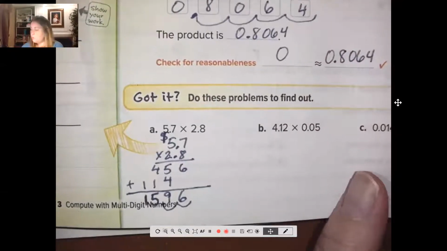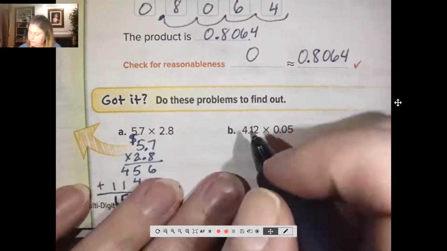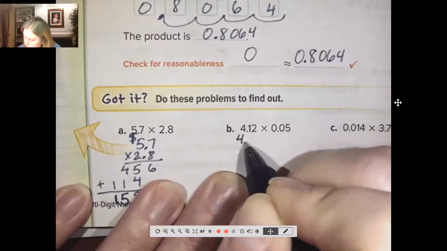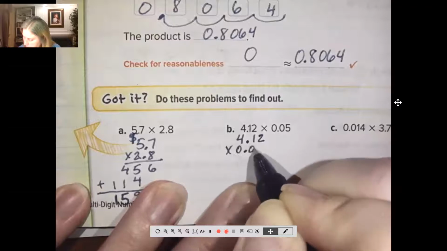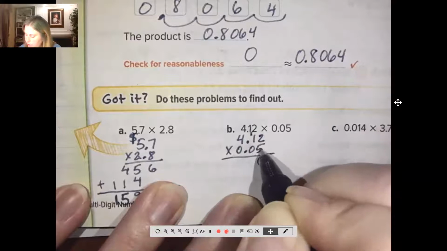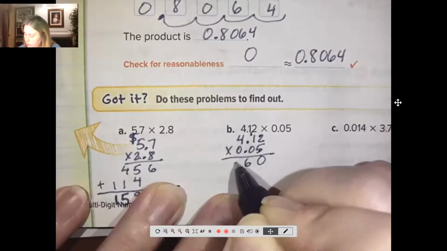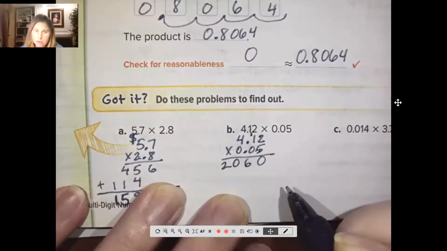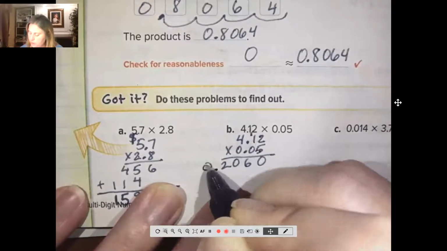Let's look at got it B. We have 4.12 times 0.05. 5 times 2 is 10. Write the 0, carry the 1. 5 times 1 is 5, plus the 1 we carried is 6. 5 times 4 is 20. We had 1, 2, 3, 4 decimals in our problem. So we need 1, 2, 3, 4 decimals in our answer.